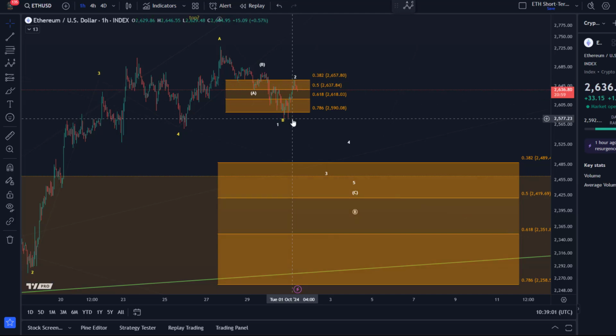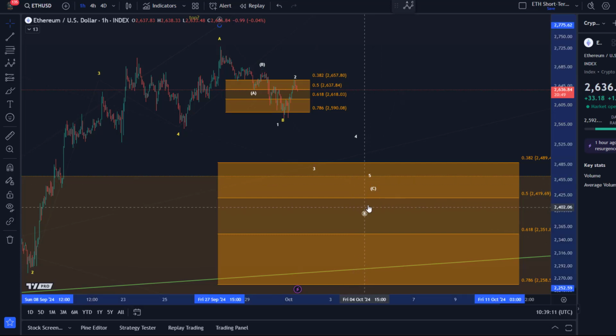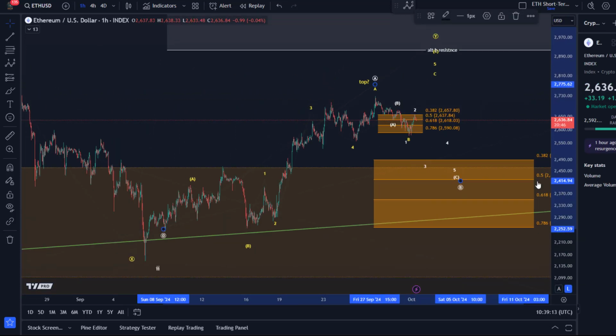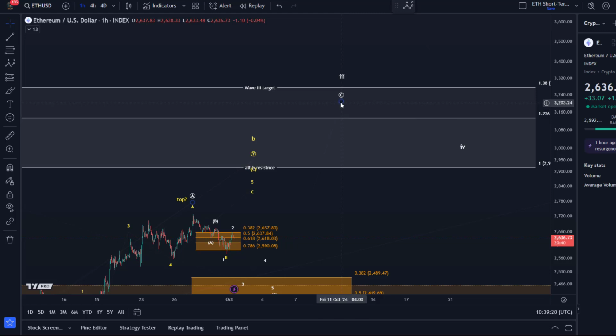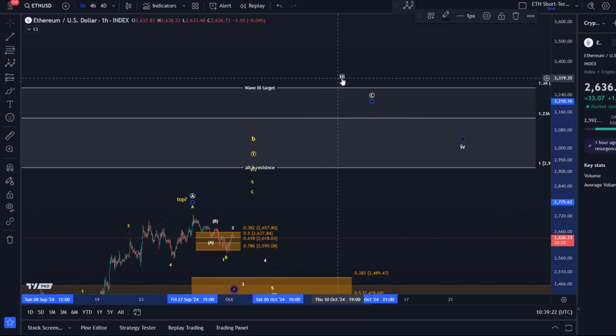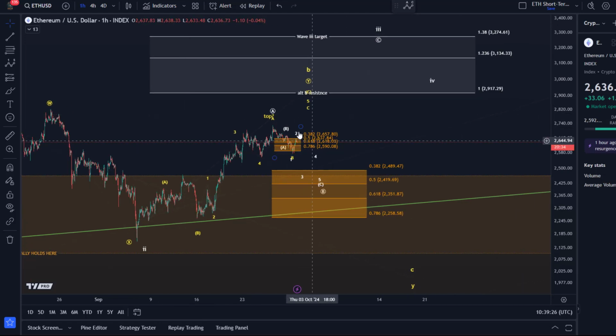And any break below 2,577 would further suggest that we're heading down to the 3rd wave here in white, then form another 4-5 pattern. And that could then be another opportunity here in the orange support region. But again, I would like to see a first 1-2 setup to the upside from here to indicate that the next larger rally in wave C of our larger 3rd wave in the white count is unfolding.